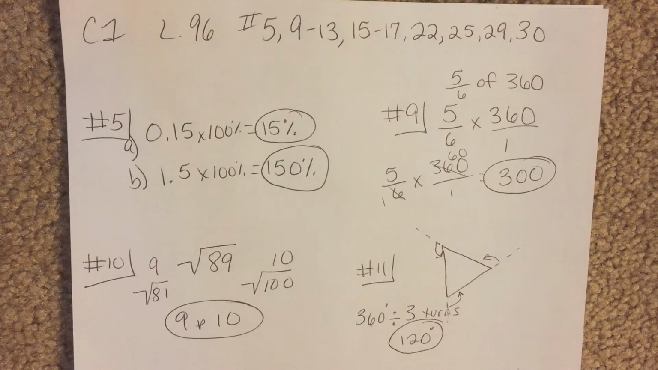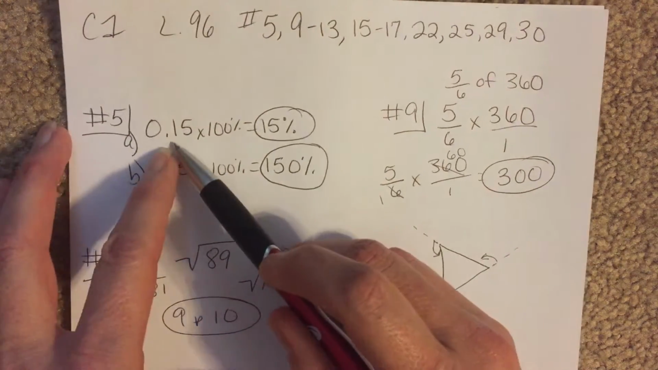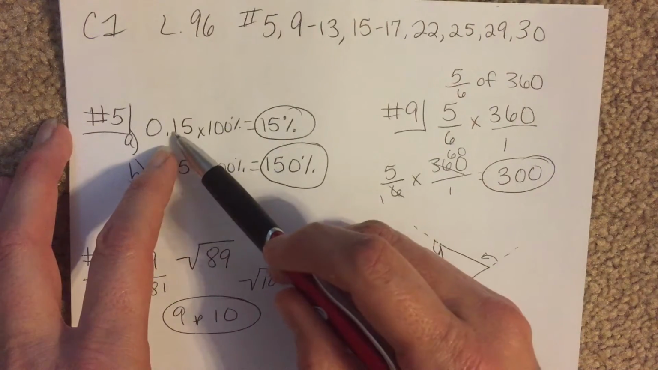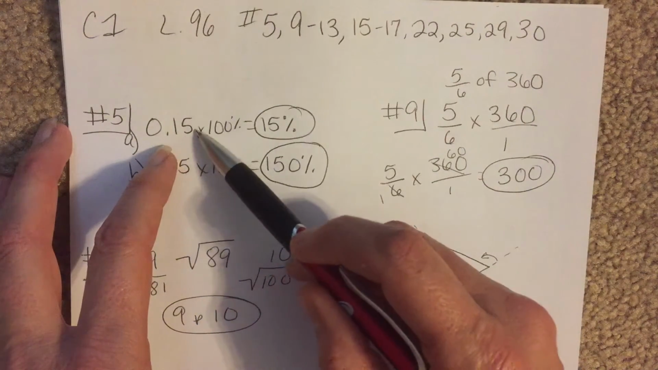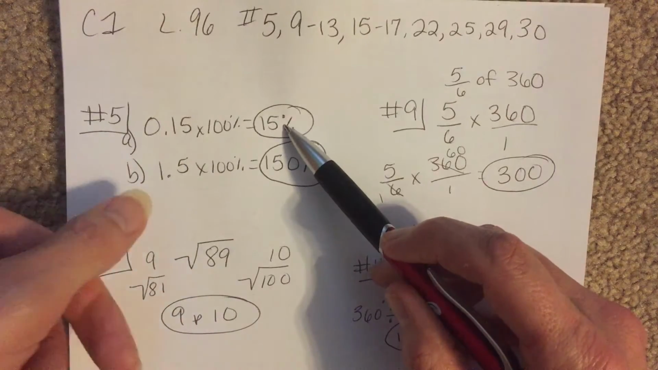Okay, here we are in math class again, checking our work from lesson 96. We're going to start with number 5. On number 5, we're supposed to write 0.15 as a percent. So I said 0.15 times 100%. That moves my decimal twice to the right. Bump, bump. Gives me 15%.